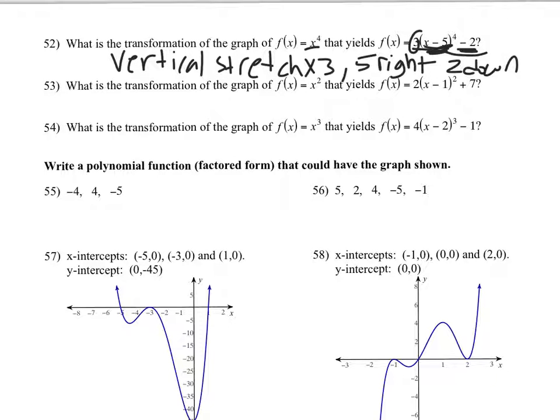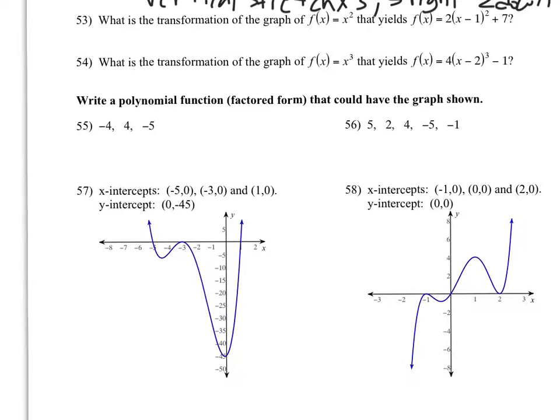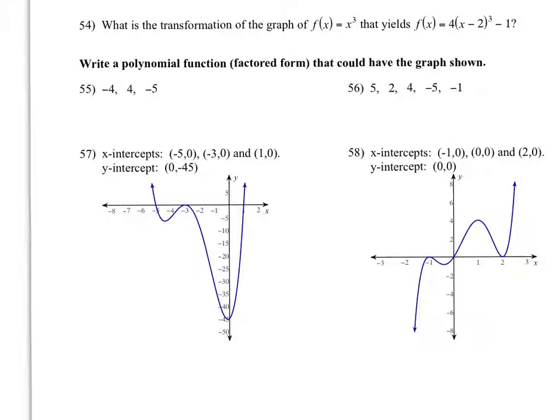Alright, for number 55, we've got to write a polynomial that could have the graph shown. Actually, do number 57, I think, because that looks more fun with the graph and stuff. So we've got x-intercepts -5, -3, and 1. I also see that that's got a bounce at -3. So I'm going to start off by saying that y is equal to, leave a space for some kind of an a value, x plus 5, x plus 3, we're going to square that for the bounce, and then x minus 1.